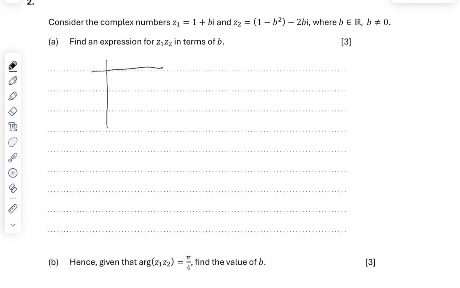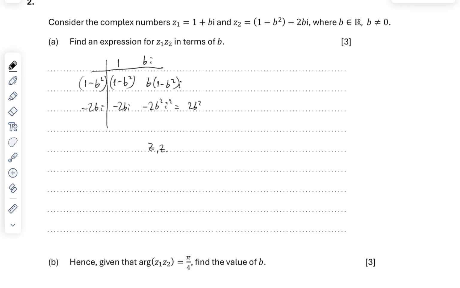So we get here a 1 and a bi from Z1, and Z2 is a 1 subtract b squared and a negative 2bi, which gives us a 1 subtract b squared. And here it gives us a b times 1 subtract b squared i. This gives us a negative 2bi. This gives us a negative 2b squared i squared, which equals 2b squared.